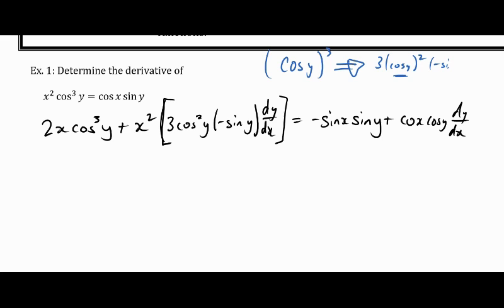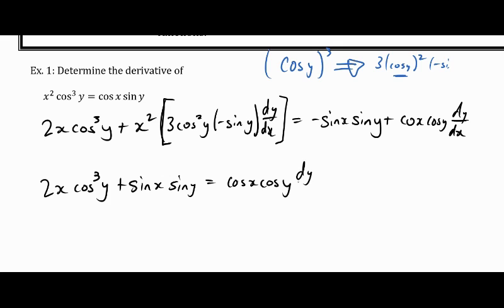So if I take my two dy by dx terms to one side, 2x cos cubed y plus sine x sine y equals cos x cos y dy by dx. And so this has a negative in it. Be careful. There's so many little things going on. This has a negative in it, so it's like negative x squared. So when I take it to the other side, it's going to be positive. So plus. I did the sides this way so that everything was nice and positive.